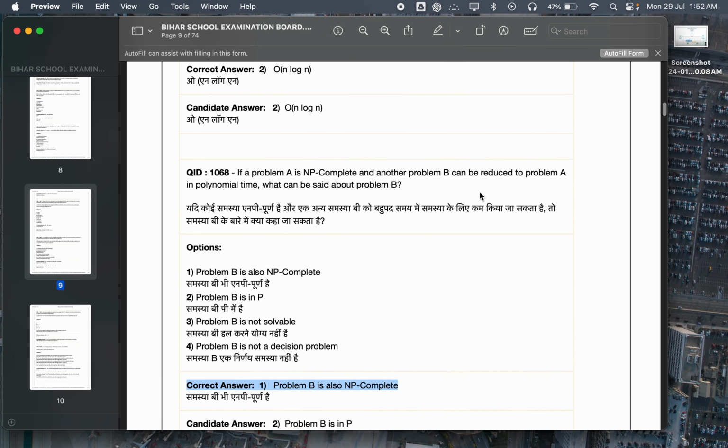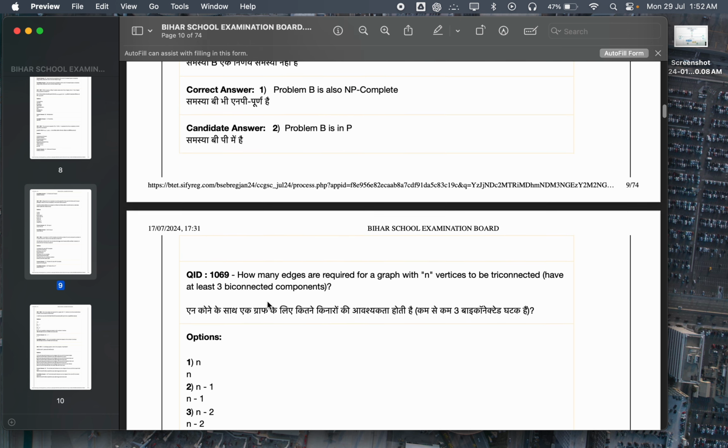I guess I just got confused by this part. Problem B can be reduced to problem A in polynomial time, but I didn't see the fact that it's actually going into problem A itself again.